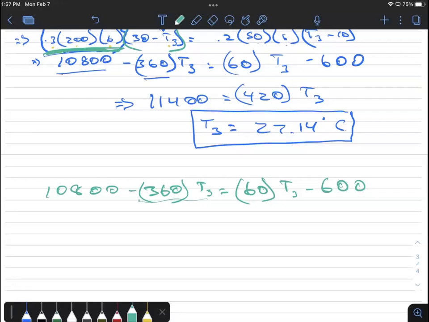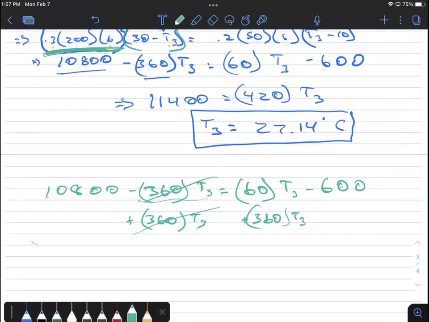And the way I move it to the right side, of course, you add 360 T3, because when you add it to the left, it cancels the negative T3 that's on the left. But if I added it there, I also have to add it on this side as well.